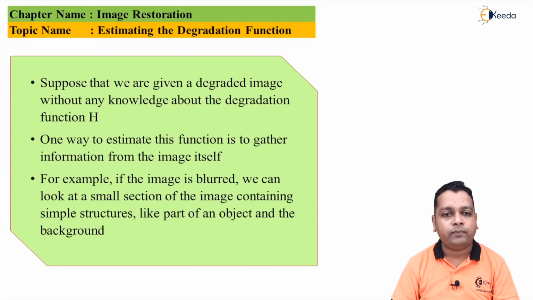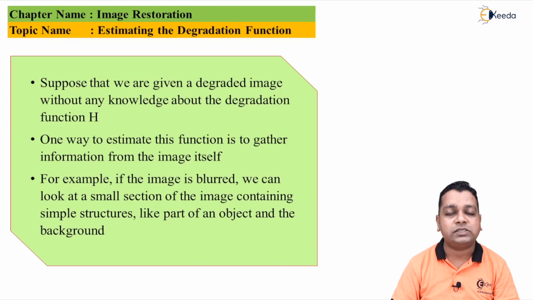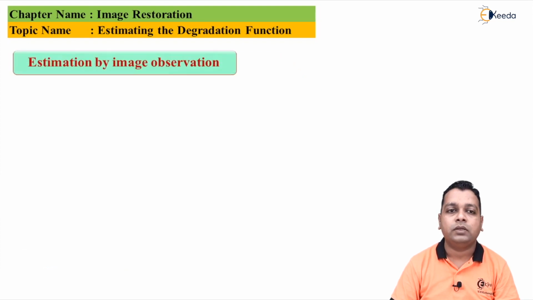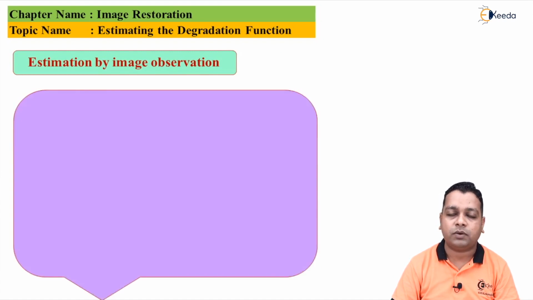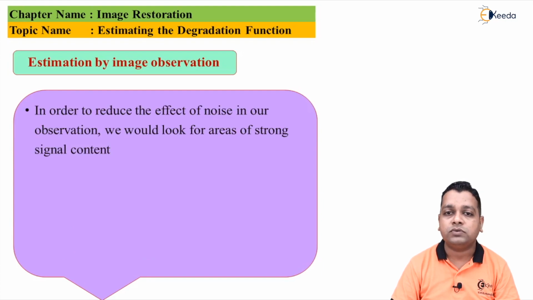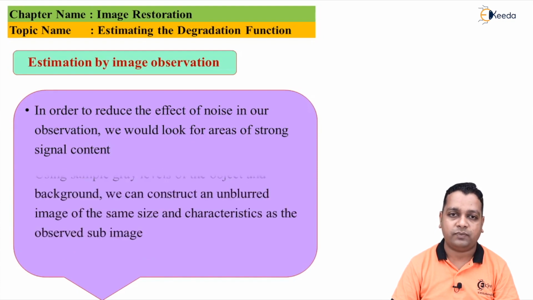For example, if the image is blurred, we can look at small sections of the image that contain simple structures, like part of the object and the background. So the image observation we are carrying forward for estimation purposes. In order to reduce the effect of the noise in our observation, we would look for areas of strong signal content there.